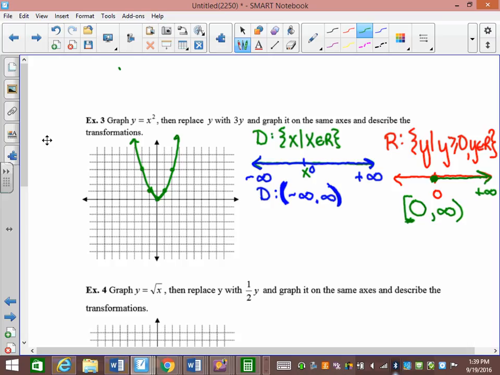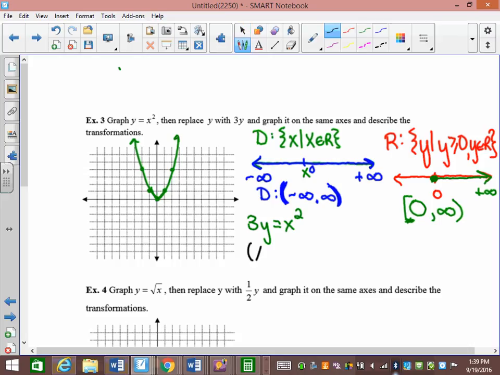Okay. So graph y equals x squared, then replace y with 3y. So this y is going to become 3y. We're going to get 3y equals x squared, and graph it on the same axis. So we're changing a graph, we need to do mapping notation, correct? Whenever you change points or graphs, it should just be part of the routine, right?